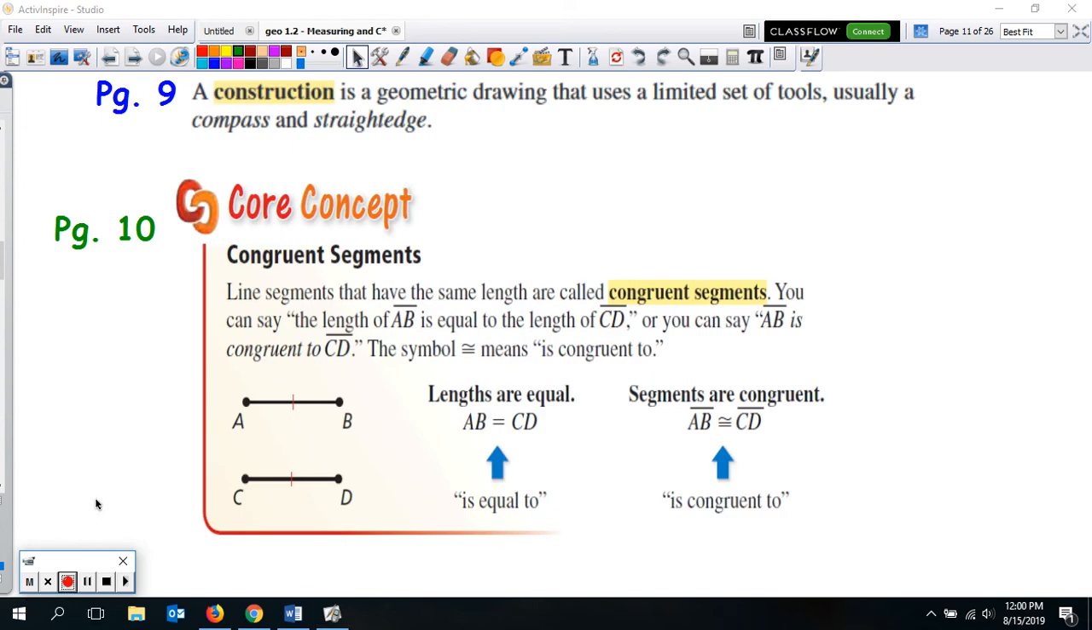All right, still on page 9, you have the word construction in your vocabulary. You can just write this down. Construction is a geometric drawing that uses a limited set of tools, usually a compass and a straight edge. So you can just copy that down right here for the vocabulary on a construction.